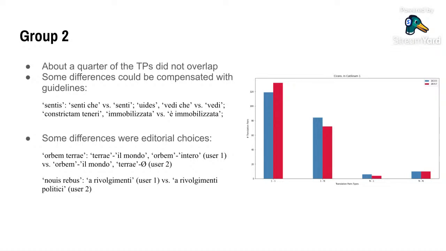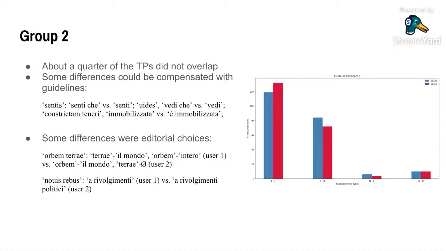And so, for example, verbs that require, in their Italian translation, the addition of a particle, of an introductory conjunction, and so on, were aligned in different ways by the two users, and so on and so forth. But some differences were definitely editorial choices of the two users.